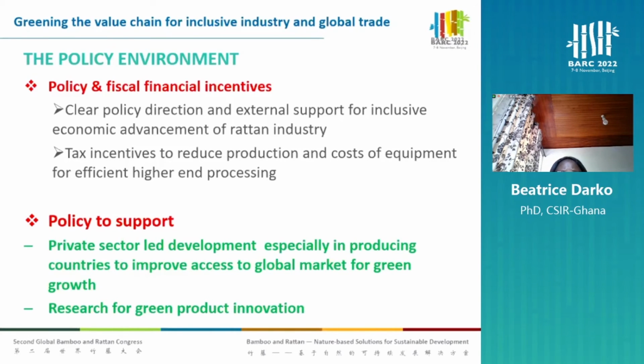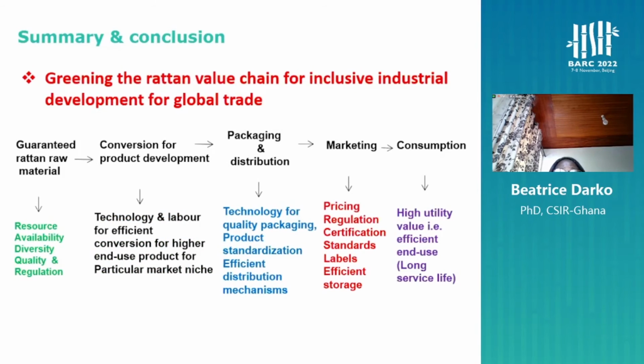Actually, the private sector-led development is the way to go, especially in producing countries, to improve access to global market for green growth. And then to top it all, we need support to do research for green product innovation, especially in Africa. So in summary and conclusion, I will look at the value chain as it is illustrated on the screen. If you want an inclusive green industrial development for global trade, then we are looking at all aspects of the value chain.